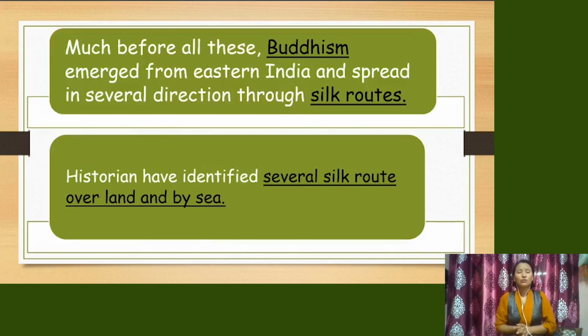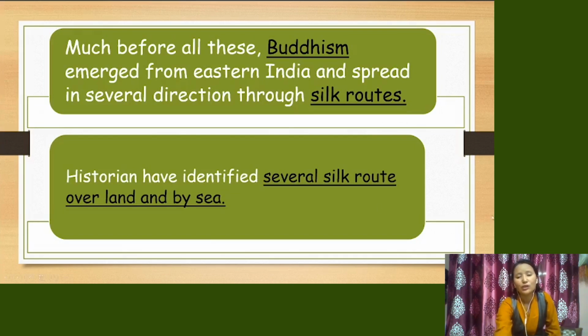When historians got to know that in the ancient period there existed a route called the Silk Route, they made a detailed study of it, and they came to know that the Silk Route existed on the land as well as on the sea.